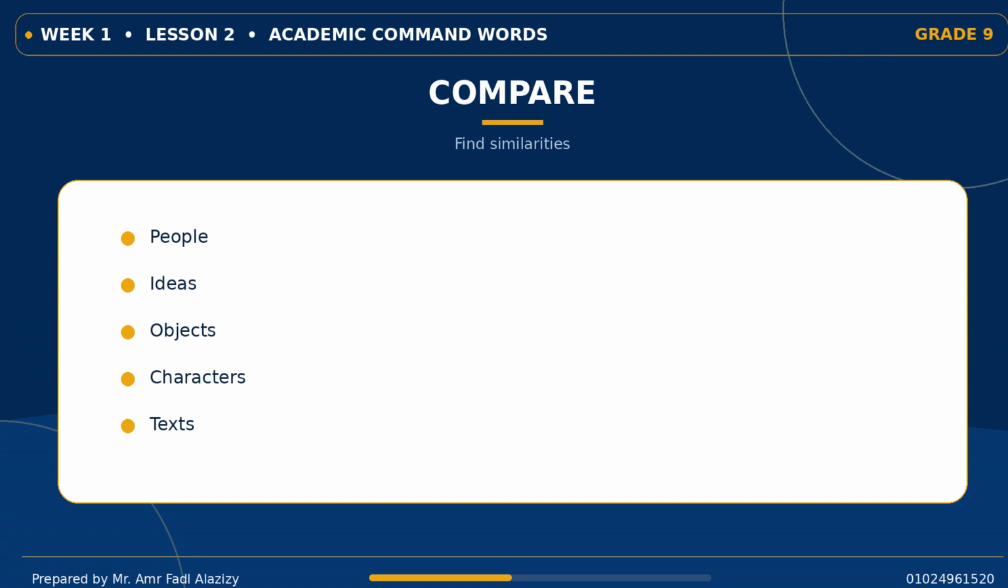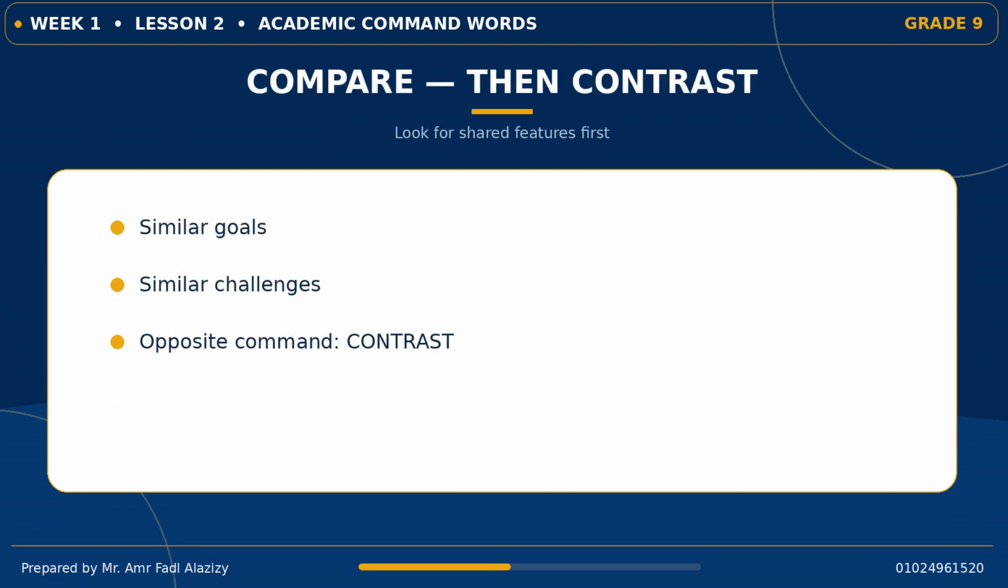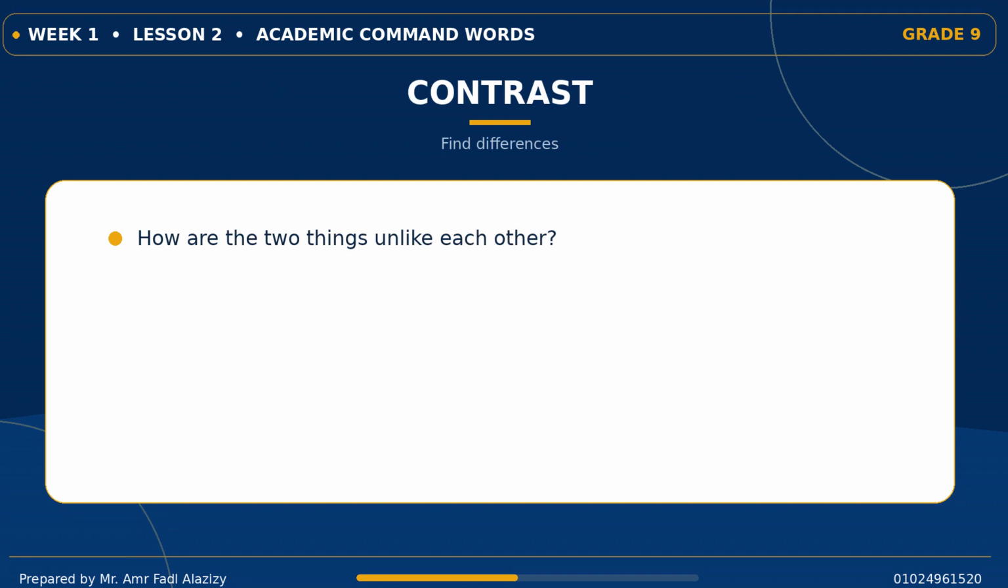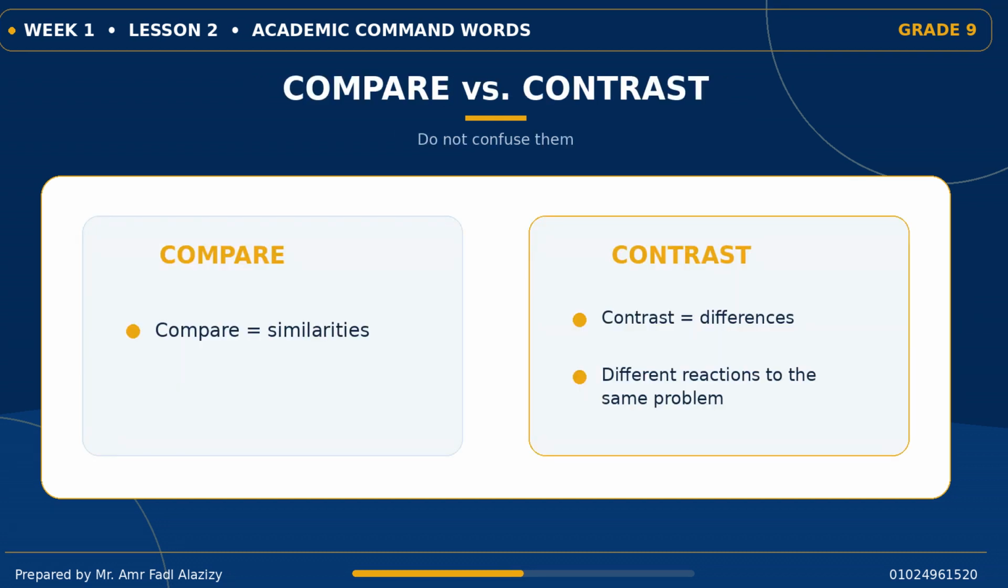The next word is compare. To compare means to find similarities between two people, ideas, objects, characters, or texts. For example, you may compare two characters who have similar goals or face similar challenges. The opposite of compare is contrast. To contrast means to find the differences between two things. For example, you may contrast two characters who react differently to the same problem. Remember, compare means similarities, contrast means differences.